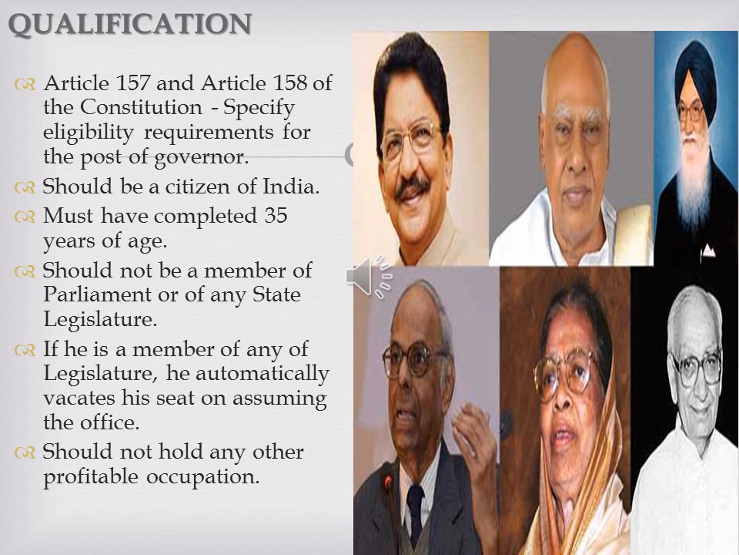Qualification: what are the qualifications to be appointed as the governor of a state? Article 157 and Article 158 of the Constitution of India specify the eligibility requirements for the post of governor. So what are they? First, he should be a citizen of India. Then he should have completed 35 years of age. These two requirements are common for the president also.